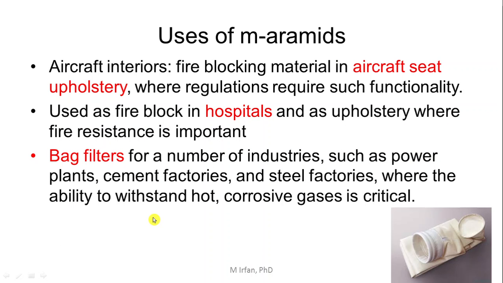Because of their higher thermal stability, these fibers are used in almost all the applications where textiles with higher thermal stability are required. For example, aircraft interiors where fire blocking material is required because regulations require such functionality in these kinds of applications. Similarly, in hospital infrastructures, textiles with fire retardant properties are required. Bag filters for a number of industries such as power plants, cement factories and steel factories where the ability to withstand hot corrosive gases is critical.